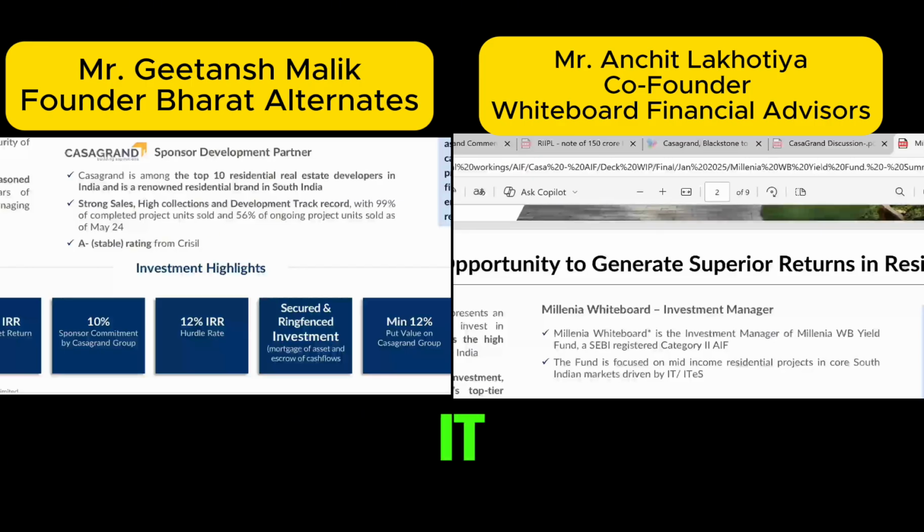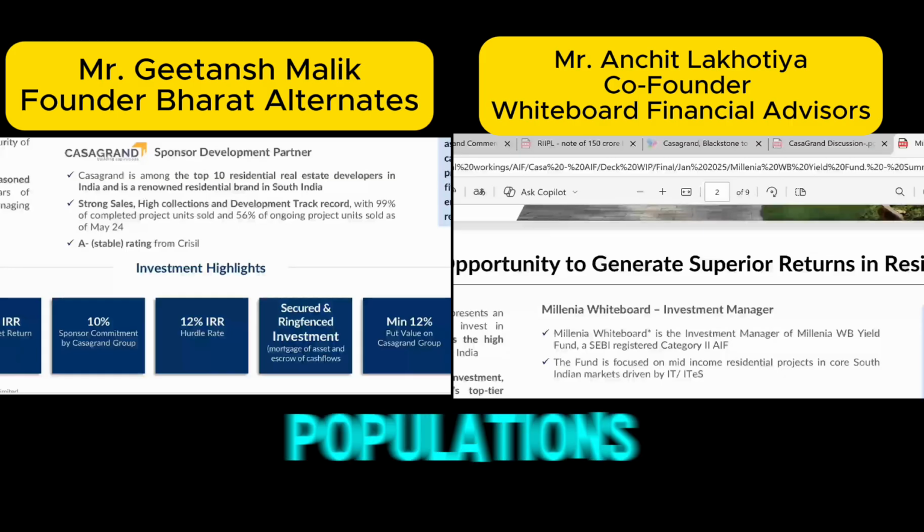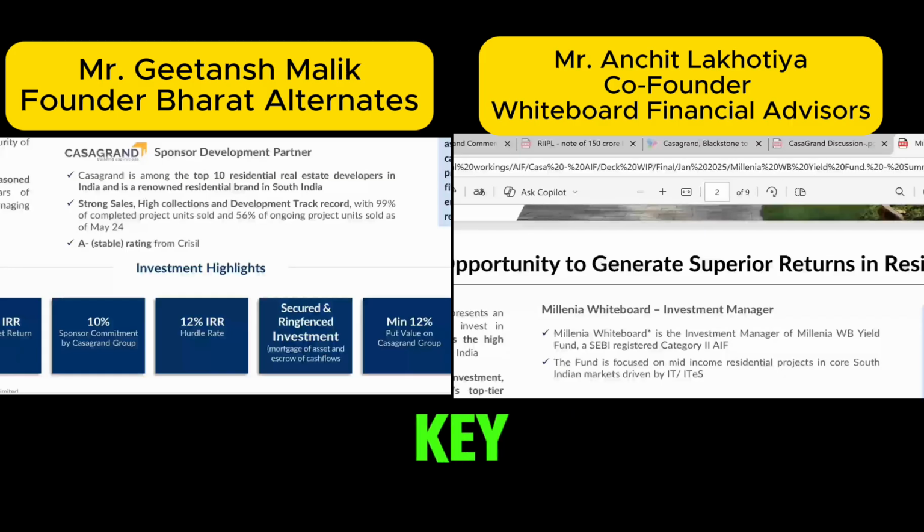Got it. So basically, in simple terms, what is the gap that you are aiming to fulfill with this particular strategy that you are managing? Right. So what we are trying to fulfill here is the gap of growth capital required for the increasing housing requirement for the IT population in the key markets of India.